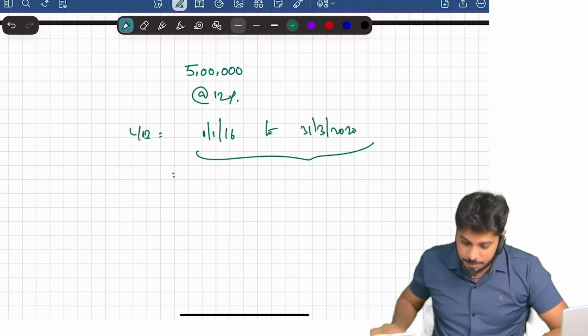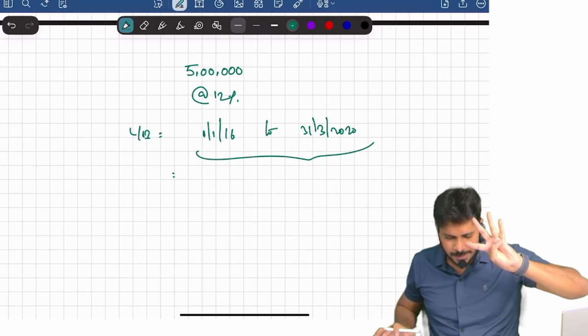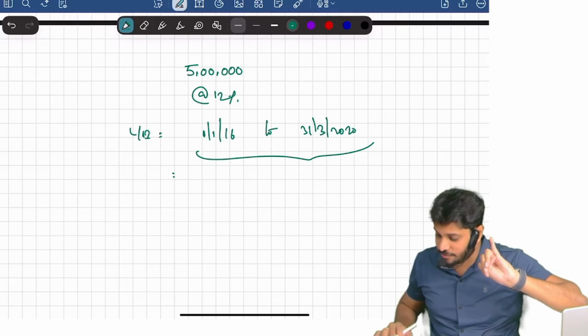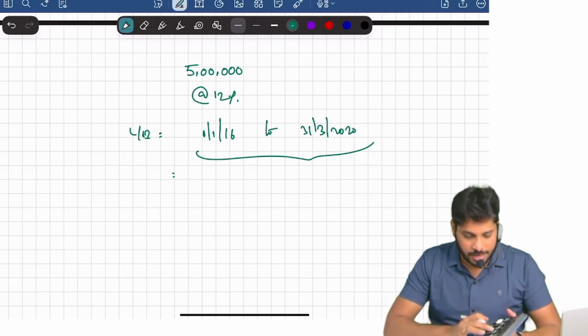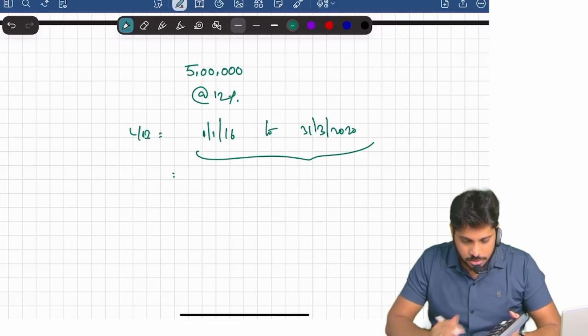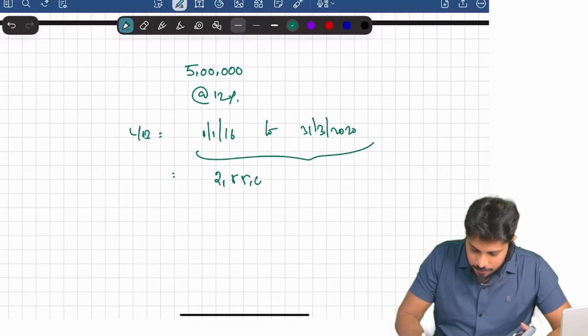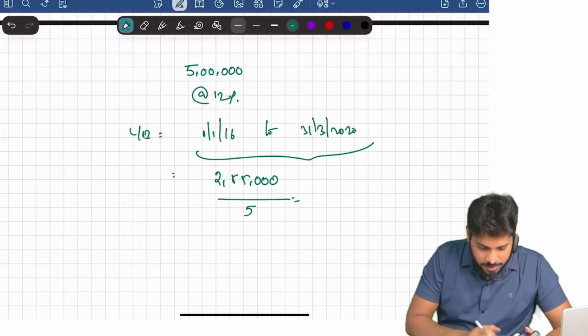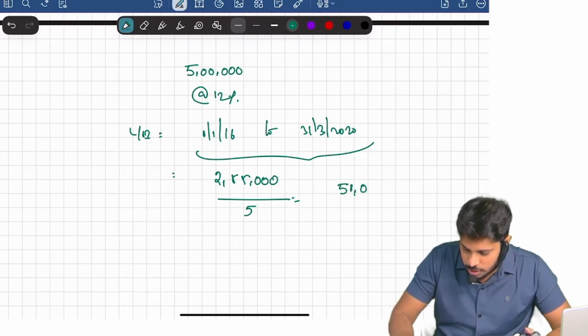Now what is the period? 16 full year, 17, 18, 19. So 23 months, 48, 51 months it is. 5 lakh into 51 divided by 12 into 12% is equal to 2 lakh 55,000. This can be claimed as deduction in 5 installments. Divided by 5 is equal to each installment 51,000.